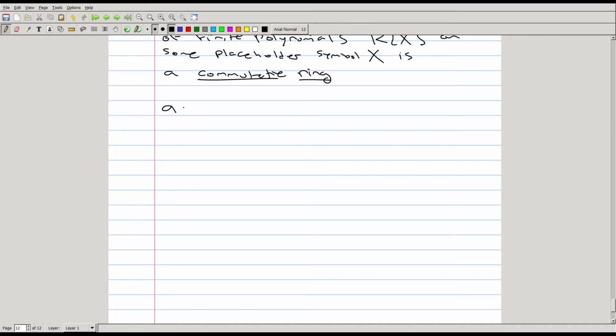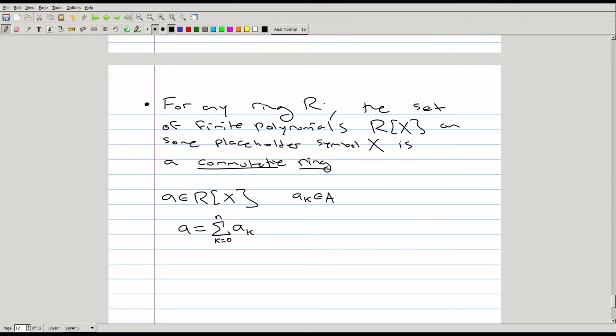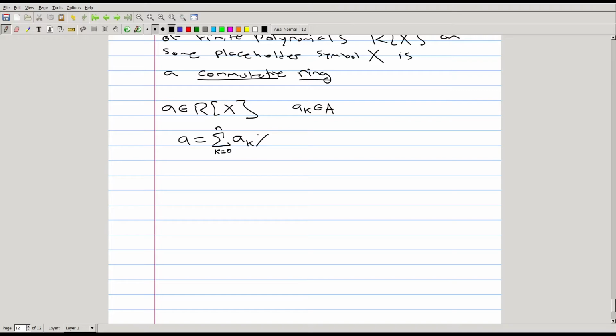If A is an element in the set R of X, then A is expressible as a summation k equals 0 to n of a k, where all of these a k's are elements of the set A that the ring R is defined on, times x to the k, or a naught times x to the power 0 plus a1 times x to the power 1 plus a2 times x to the power 2, all the way up to an times x to the power n.